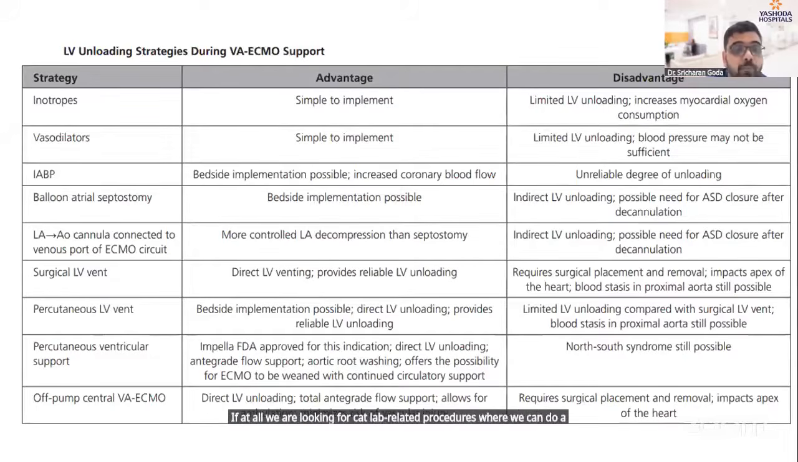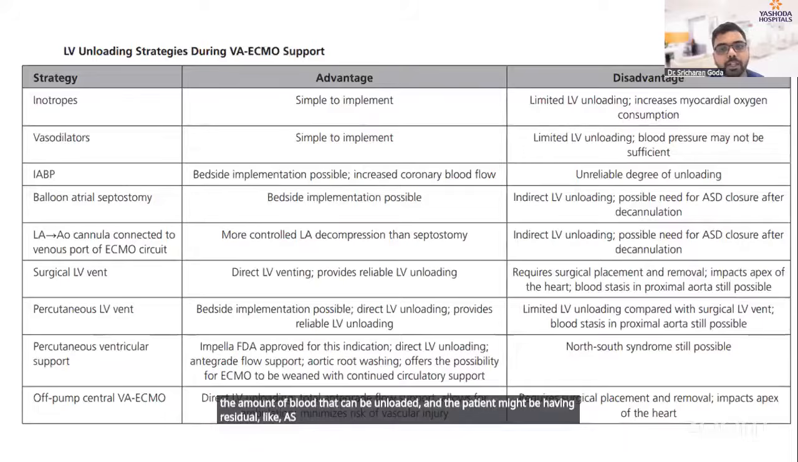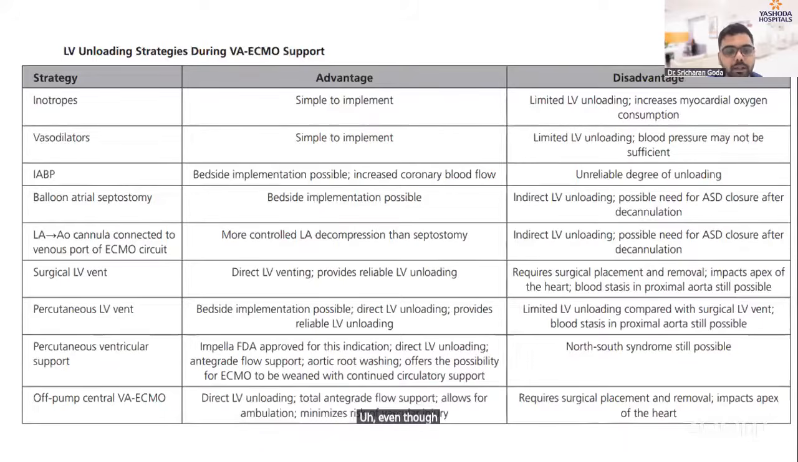If at all we are looking for cath lab related procedures, we can do a balloon atrial septostomy and put a cannula into the LA, thus actively draining the LA. It is possible, but balloon atrial septostomy is an indirect LV unloading. We cannot have any control over the amount of blood that can be unloaded, and the patient might have a residual ASD even after decannulation. Even the guidelines are unclear whether or not to close this ASD after the patient has recovered.